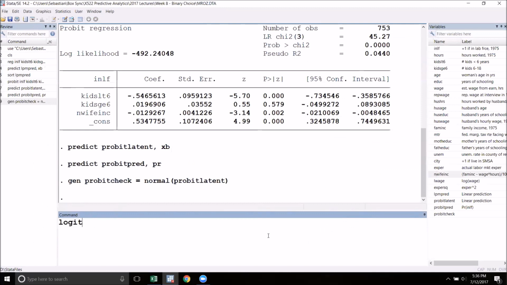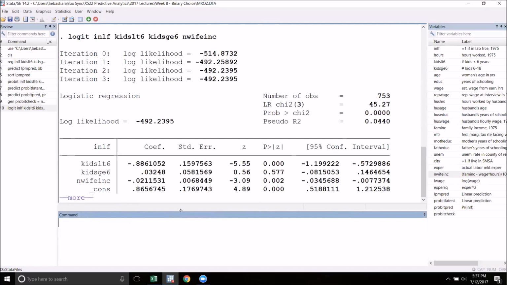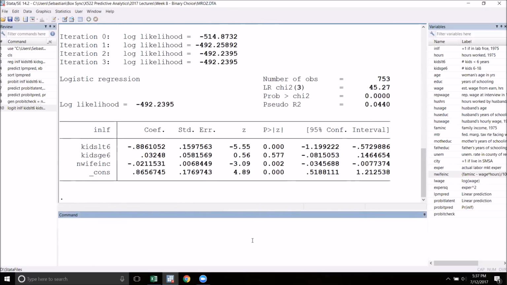The Logit works very similarly. We simply type logit and then go about everything just like before. When I run this, you can see that Stata is also using maximum likelihood to estimate these coefficients. The Logit is very similar to the Probit, the only difference being that it makes a different assumption on the distribution of the error term. In this case, a logistic distribution instead of a normal distribution.